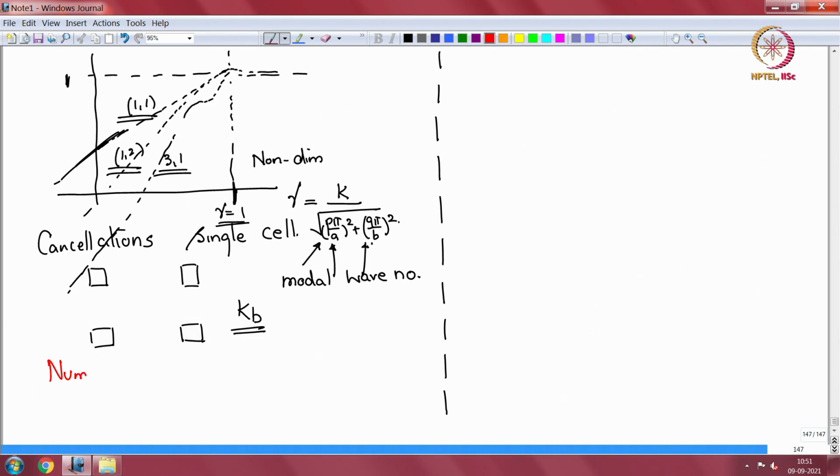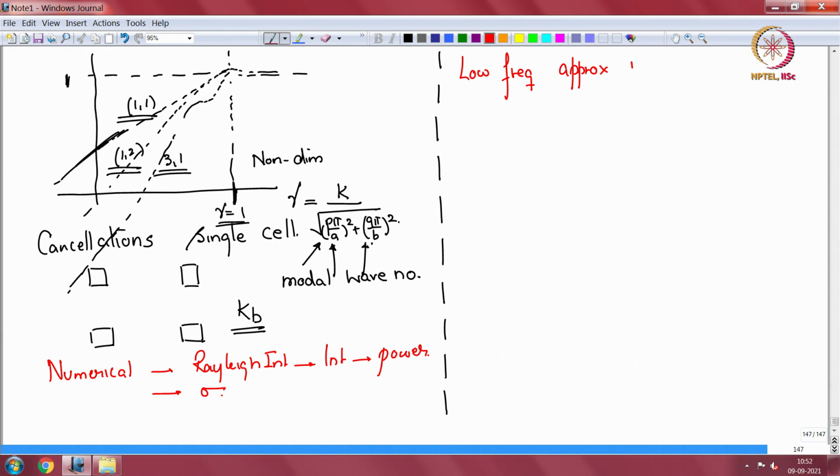That means compute the Rayleigh integral, then from there you compute intensity, and then you compute power over a hemisphere, and then you compute radiation efficiency or radiation resistance. It's numerical. However, at low frequencies, as I have mentioned before, he has given approximate radiation resistance expressions, formulas, which we have seen for an odd mode earlier.